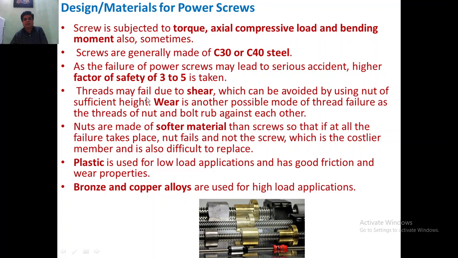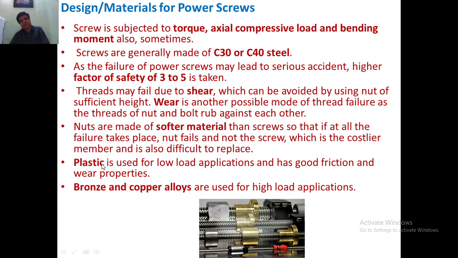Therefore you use nuts with sufficient length or height. Whenever there is shear, and also because of friction, there will be wear at the threads because the nut and screw move relatively. And the nuts are made of softer materials because we can replace the nuts very easily, and their manufacturing cost is cheap compared to the screw rods.